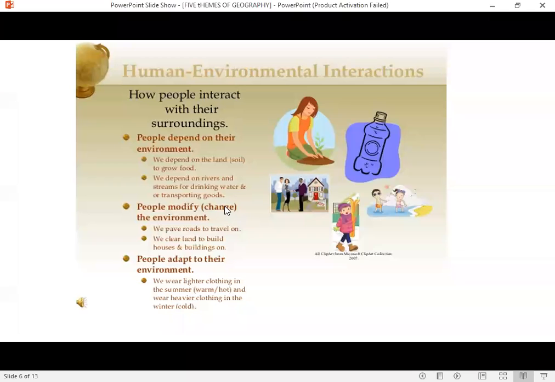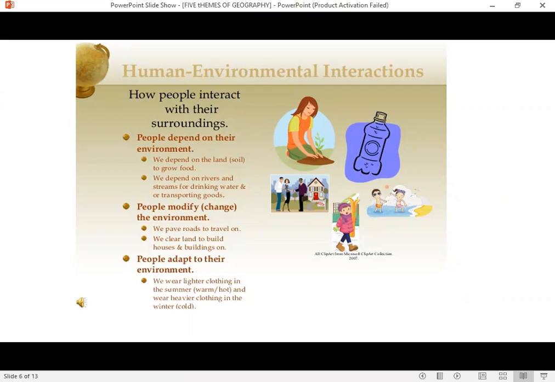Now, human environment interaction. How people interact with surroundings. This is a very simple, straightforward definition. What is human environment interaction? It's not their interaction with each other, like movement. It's the interaction with the environment, with the surroundings.